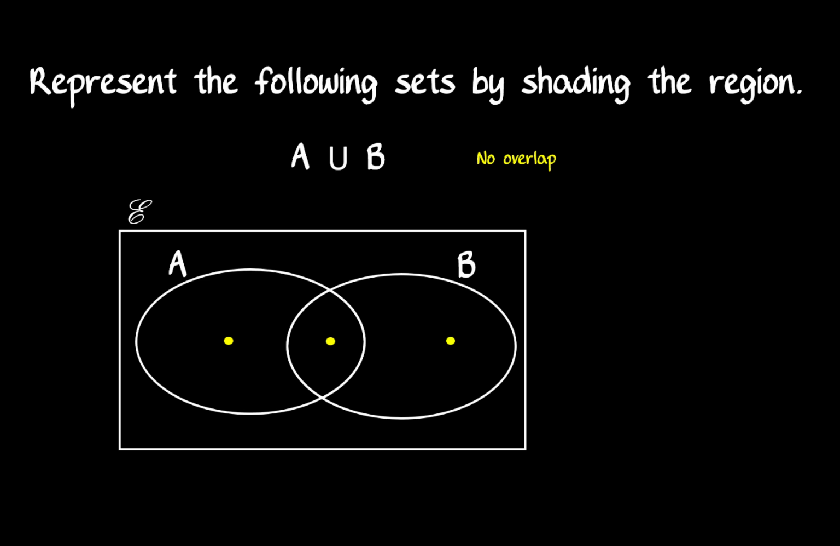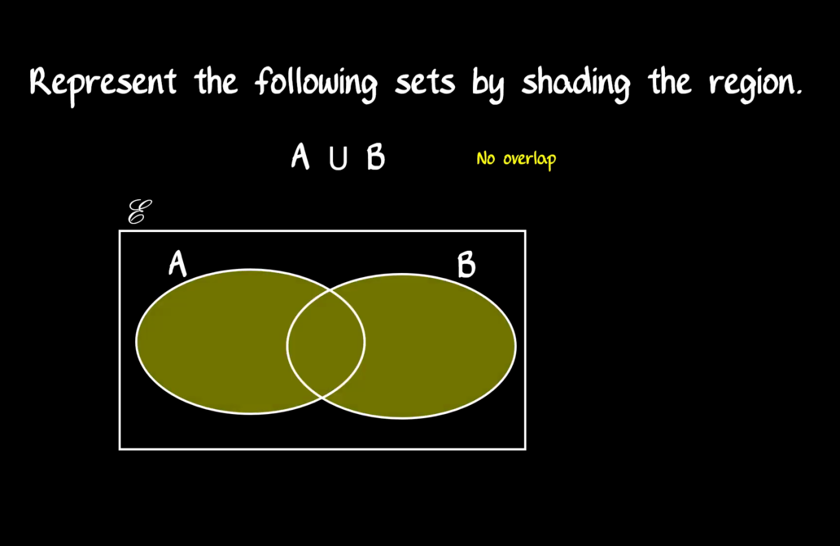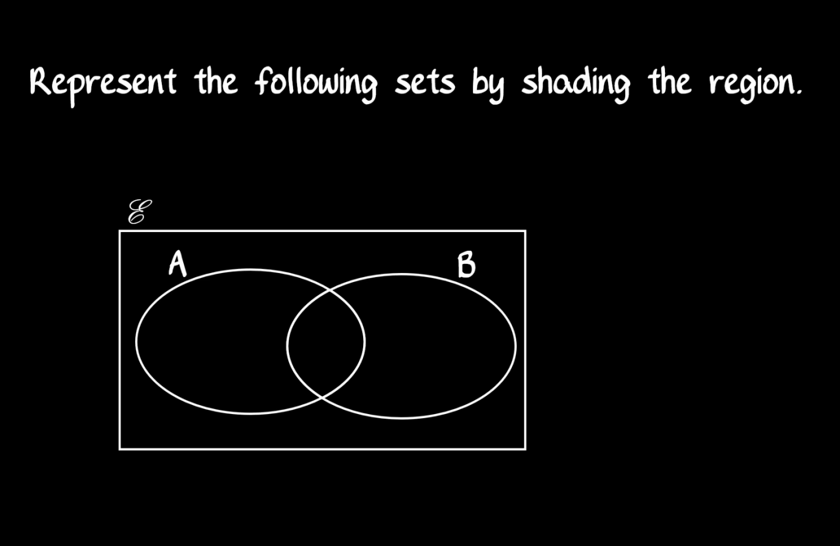Let's dot that one. We don't have to dot the middle again because it's already been dotted and we're not looking for an overlap. So where there are dots, we're going to shade. With union, where you see dots, whether it's two or three dots in the same region or just one, you shade.